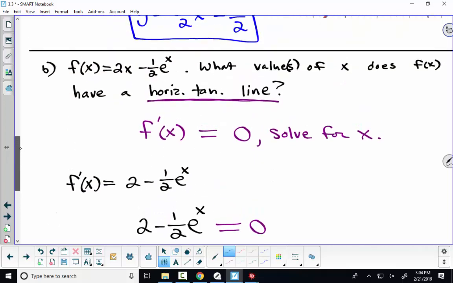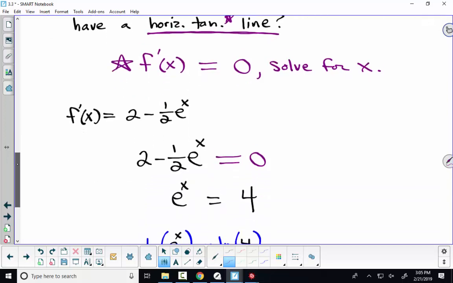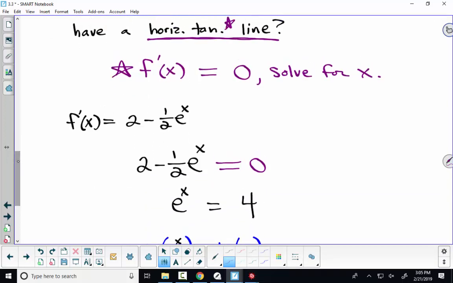So please remember this for horizontal tangent. Not as prevalent in chapter 3, but in chapter 4, we do a lot of this stuff. Does anyone have any questions on this example?